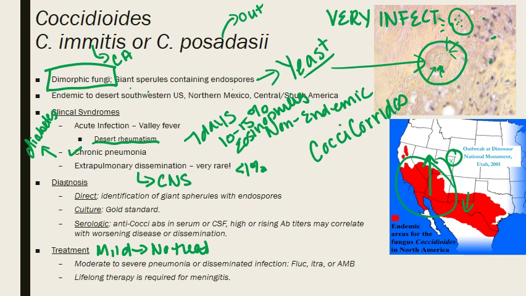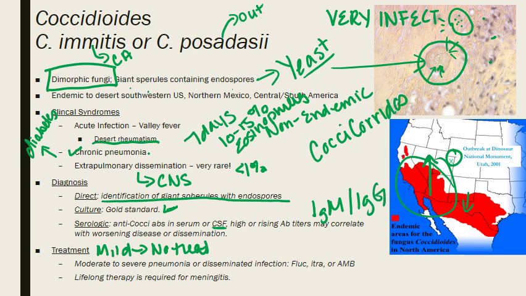As far as diagnosis goes, culture, once again, the gold standard. I feel like a broken record saying that. You can also do identification of the giant spherules with the endospores, because as I talked about up here, it's very specific to this particular organism. It is pretty hard to grow this in culture, so that's why the direct identification is helpful. There are also serologic tests, so you can look for anti-cocci antibodies in the serum or the CSF, which is especially helpful when you're dealing with chronic pneumonia, right? Because we need time for those antibodies to build. So in that case, you can look for IgM or IgG in the CSF there.